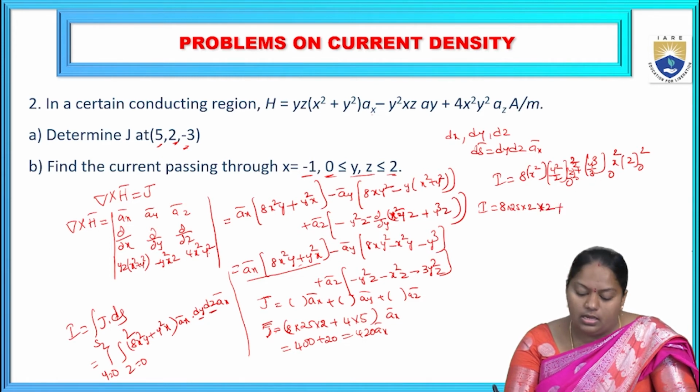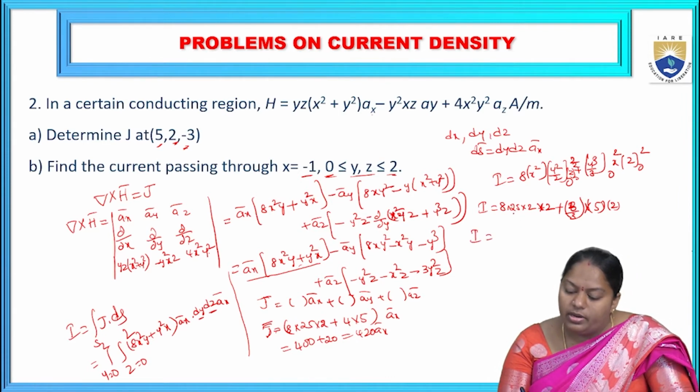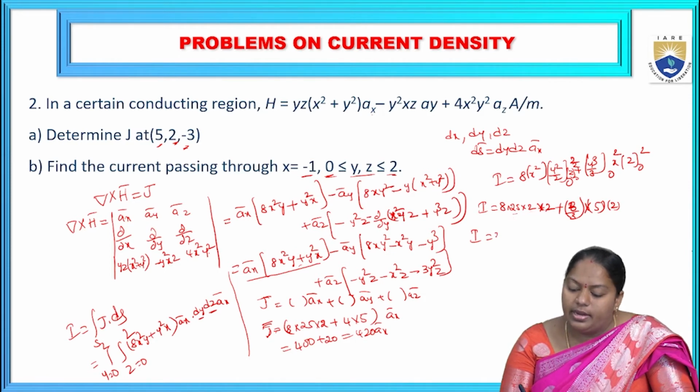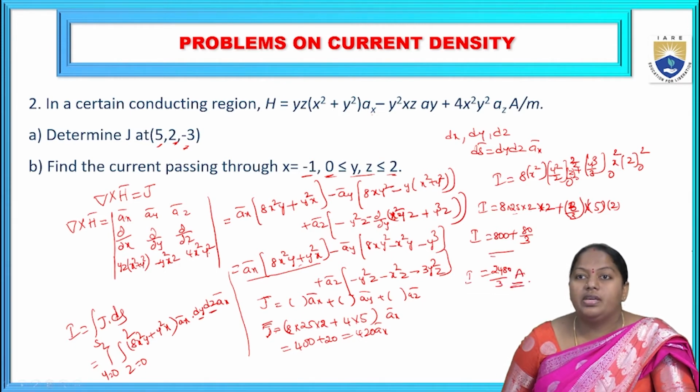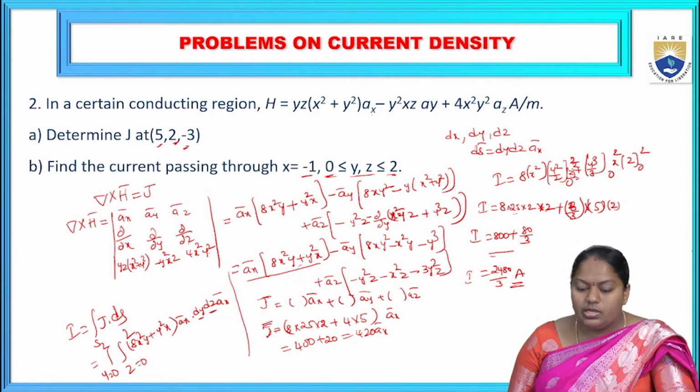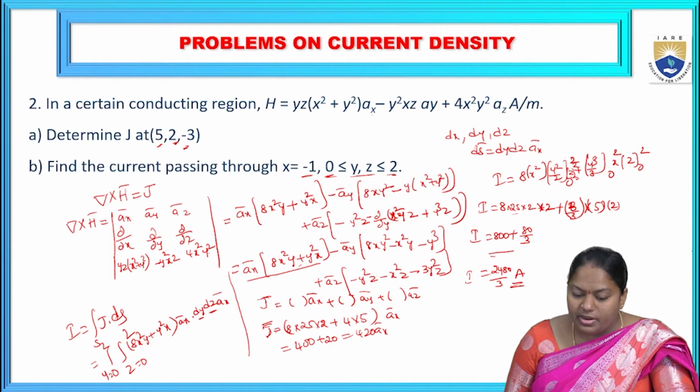Plus y cube by 3. For y cube, the y value is to be substituted as 2, so 8 by 3 into x value 5 into z value 2, right? So I is equal to 25 into 8, 200, into 2 is 400, plus 80 by 3. Upon simplifying this, the total is 2480 by 3, to be measured in amperes. Okay. So this is how, using Ampere's circuit law, you find the current density.